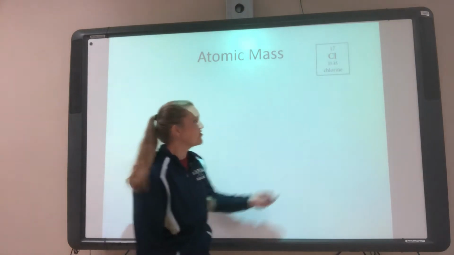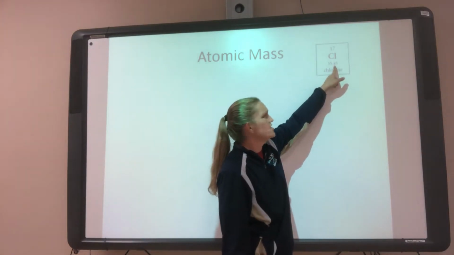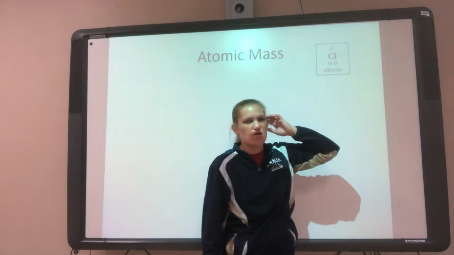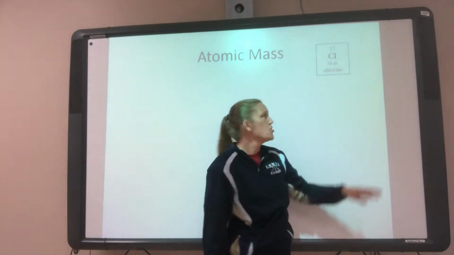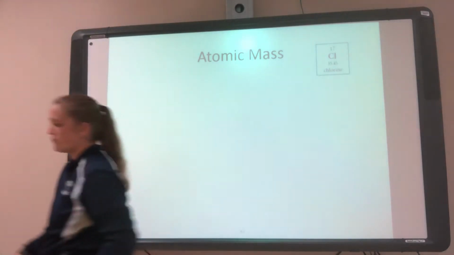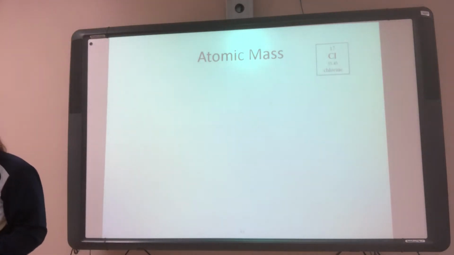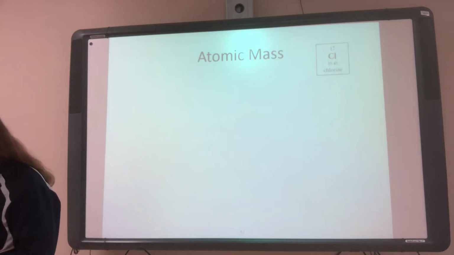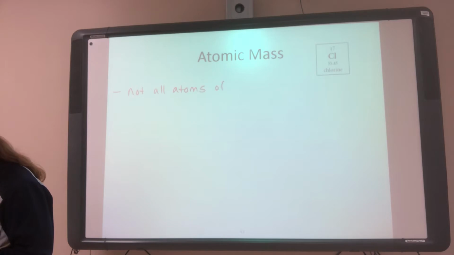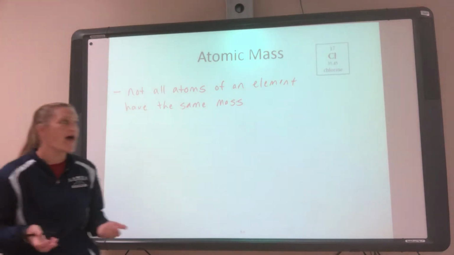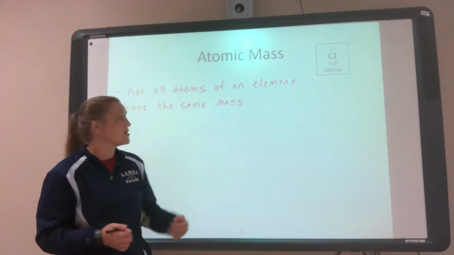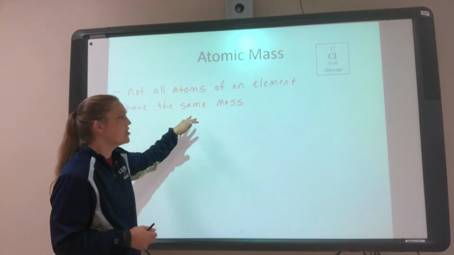But now we're saying, okay, well, why is this number with a decimal place? If it's protons and neutrons, then shouldn't it be a whole number? So let's talk about why it's not a whole number. One thing that we need to remember is that not all atoms of an element have the same mass. So I'm going to have different atoms of chlorine, but they're not going to have the same mass. You might say, well, why, if it's all chlorine, do they not have the same mass?